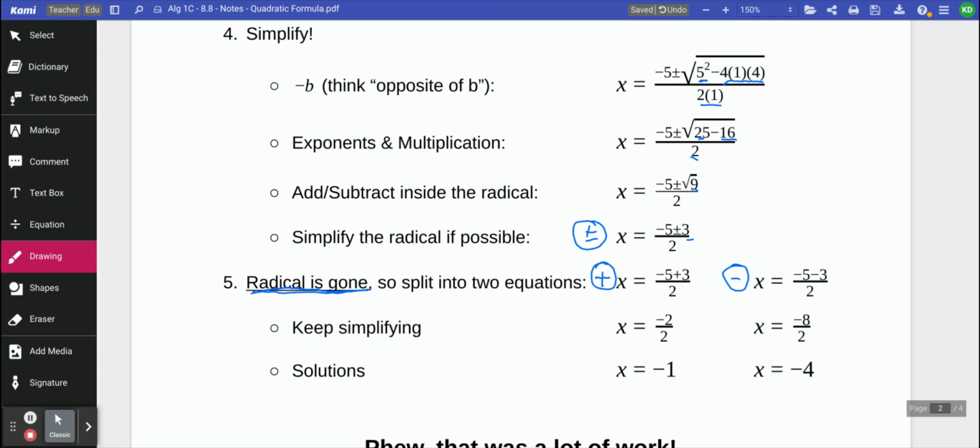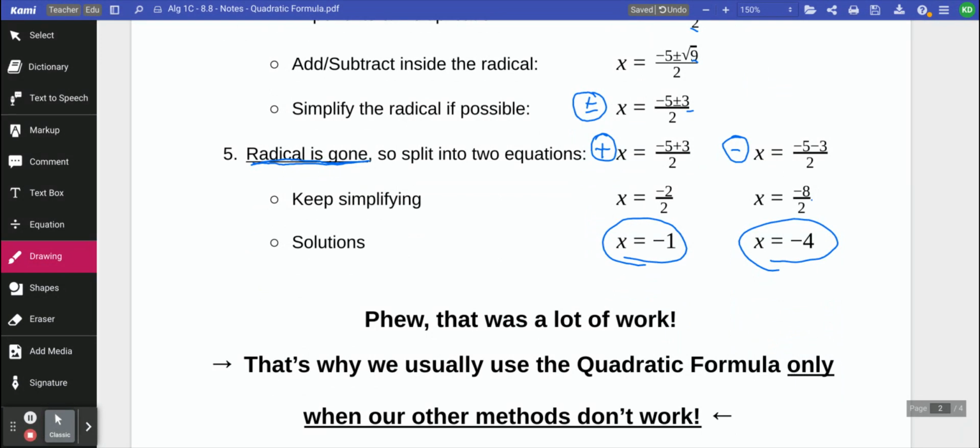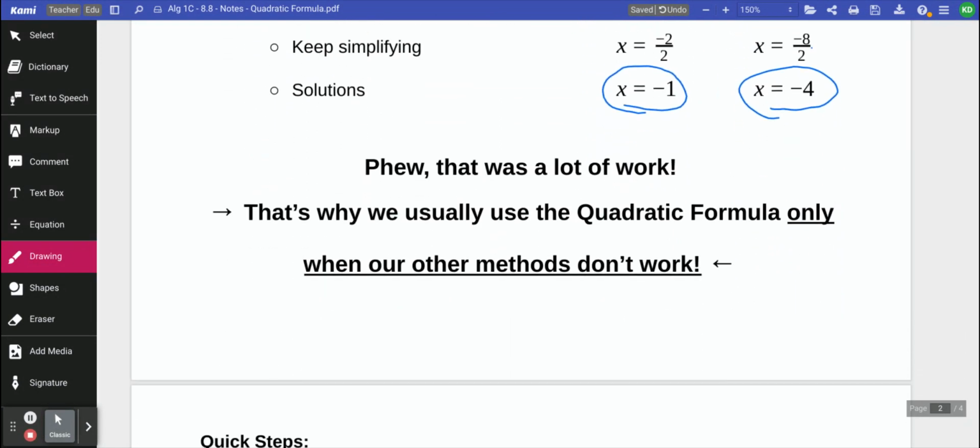So negative 5 plus 3 is negative 2, and negative 2 divided by 2 is negative 1. On the minus equation, negative 5 minus 3 is negative 8, and then negative 8 divided by 2 is negative 4. So you can see we got two solutions, different numbers. Yeah, that was a lot of work, and that's why we only use this when our other methods don't work.